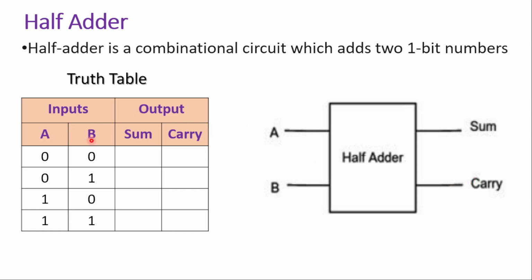This is the truth table of half adder. A and B are the inputs. In the first case, 0 is added with 0, so sum will be 0 and there will be no carry, that is carry is also 0. In the second case, 0 plus 1 results in sum 1 and carry 0. In the third case, 1 plus 0, sum is 1, carry is 0. In the last case, when both A as well as B are 1, then 1 plus 1, sum is 0 and there is a carry.